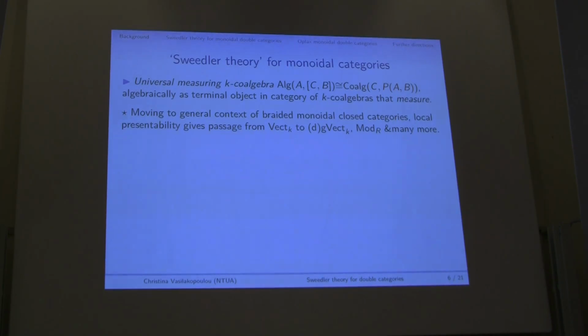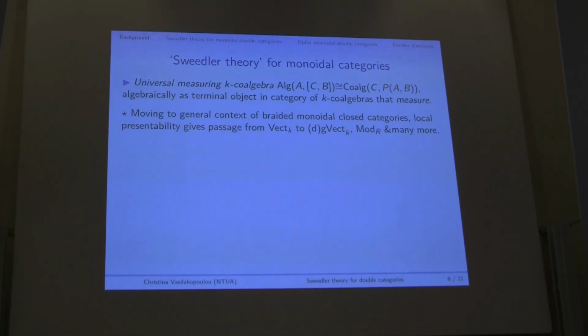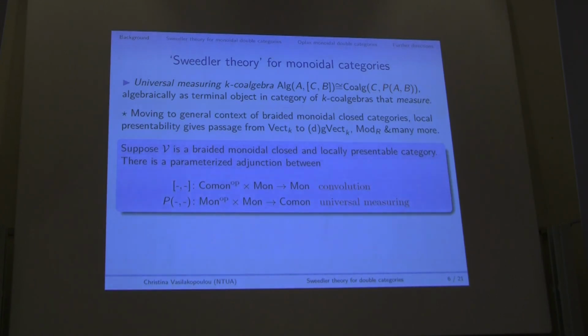So that allows us to move away from vector spaces to graded vector spaces, differentially graded vector spaces, so all these sorts of vector spaces, but also further away to modules for a commutative ring and more settings that satisfy those conditions there. So the main result here that gives us the way to move forward is the fact that under those assumptions, the convolution functor I talked about earlier has this parameterized adjoint, which we call Sweedler, some people call Sweedler-Hom or universal measuring algebra functor.